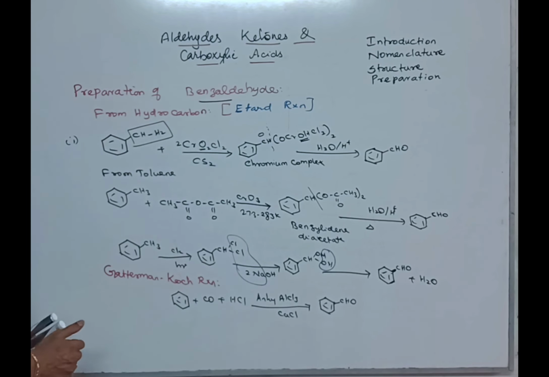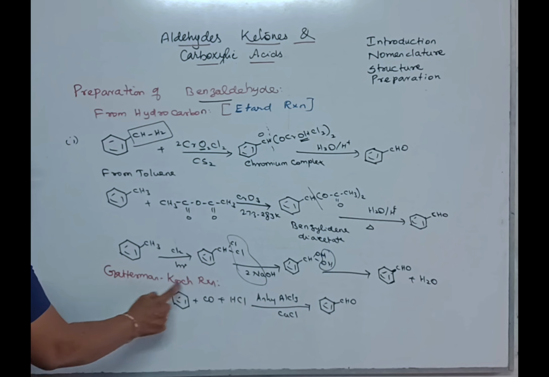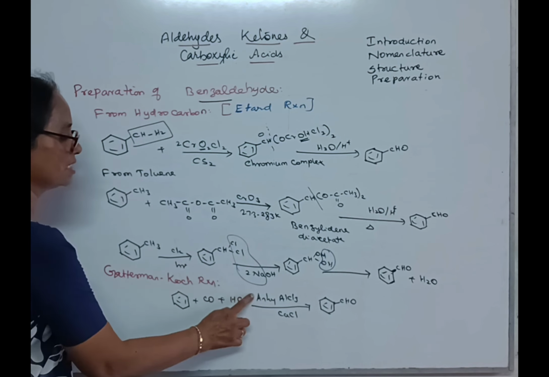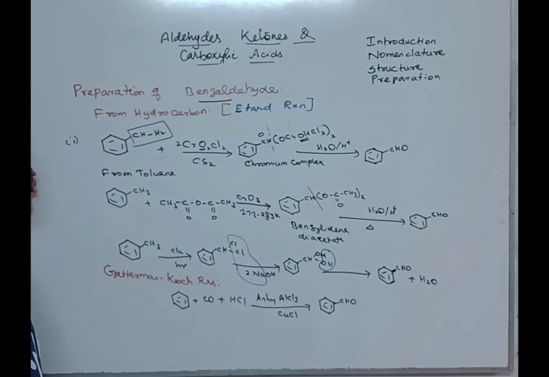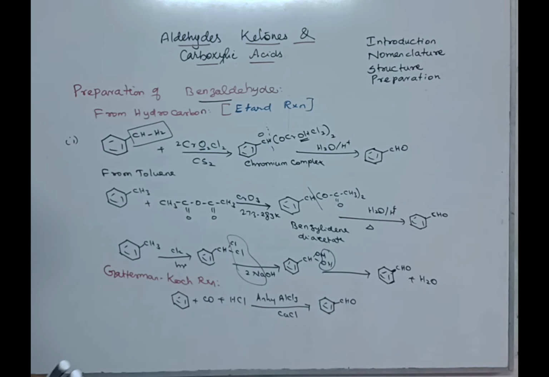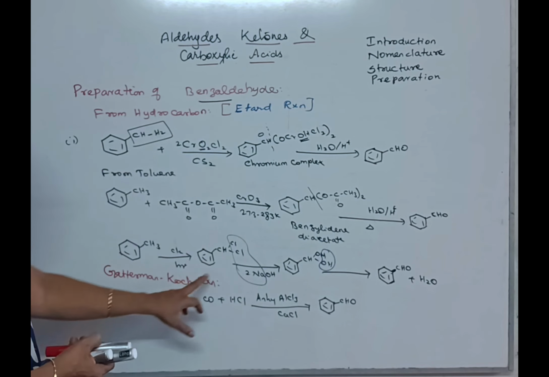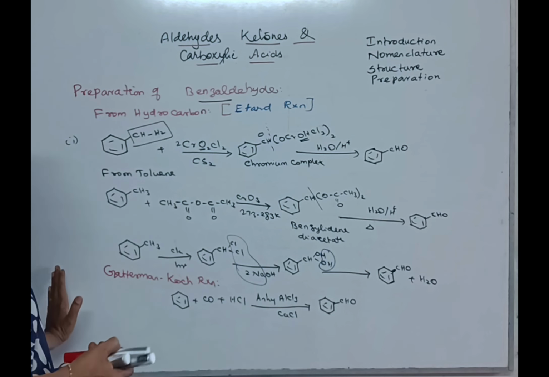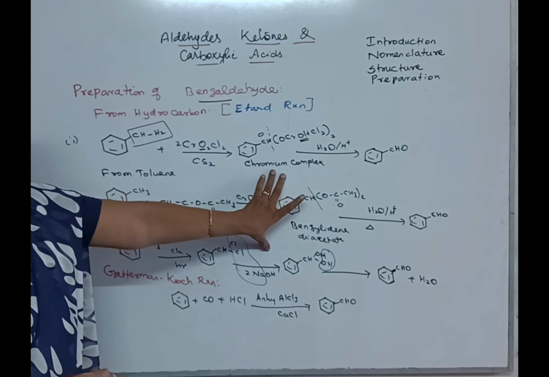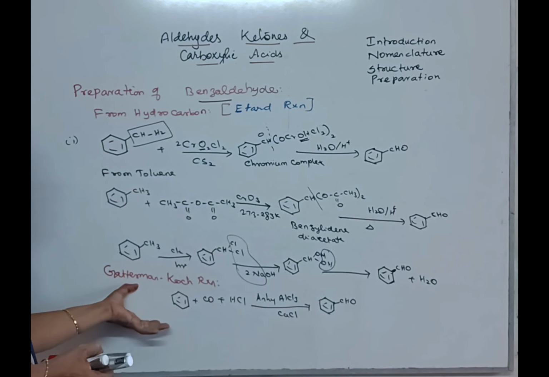And the last method of preparation of benzaldehyde is the Gattermann-Koch reaction. In this, benzene is converted into benzaldehyde when it is treated with a mixture of carbon monoxide and hydrogen chloride in presence of anhydrous aluminium chloride and copper(I) chloride, which forms C6H5CHO. So these are the different methods of preparation of benzaldehyde, out of which the Etard reaction and Gattermann-Koch reaction are name reactions. In all these cases, you may find that toluene is taken for the preparation of benzaldehyde except in the Gattermann-Koch reaction.